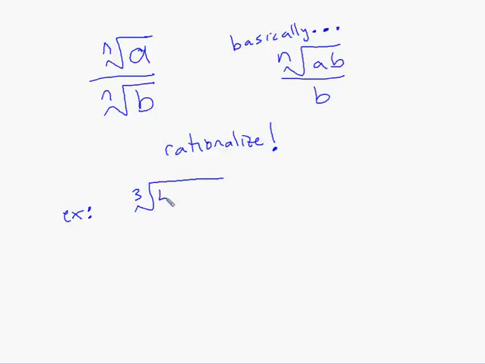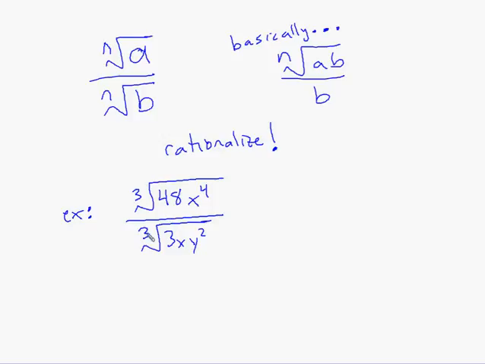Let's say I have cube root of 48x to the 4th all over the cube root of 3xy squared. This is a big nasty thing. So let me point out a few things. There's going to be a lot of principles that I'm going to talk about that deal with this problem.